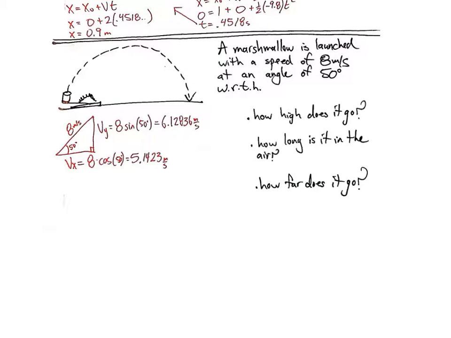Okay, here we go, finishing up notes part 1, where we have this example of a marshmallow that's being launched with some speed at some angle, and we're going to figure out how high does it go, how long is it in the air, and how far does it go. So, how high does it go, this distance, how long is it in the air, that amount of time, and how far does it go, so that amount of distance.